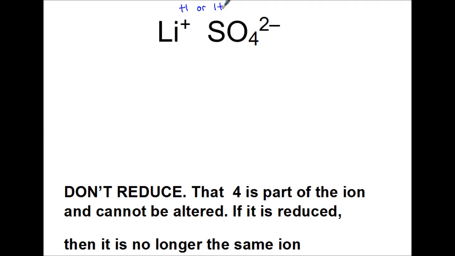All right, we do the same thing. So the 2 is going to come down here. All right, so you have Li2SO4. Now, a lot of people think, well, I have a 2 here and I have a 4 right there. Am I supposed to reduce? The answer is actually no, because this 4 is part of this polyatomic ion. You can't get rid of that part of that polyatomic ion. So it has to stay there. So my answer would be Li2SO4.